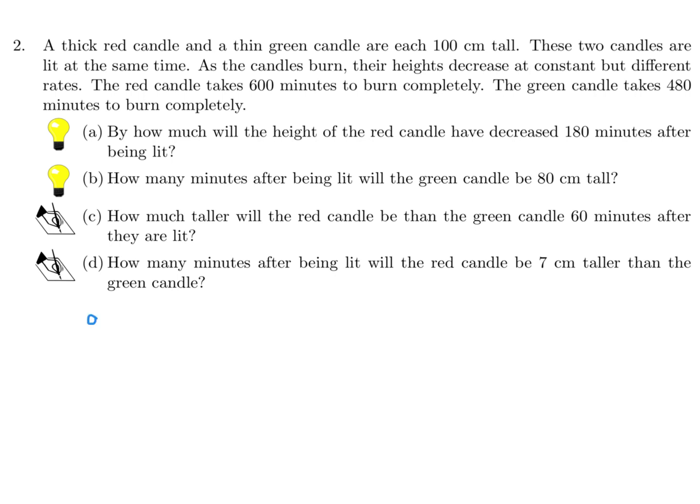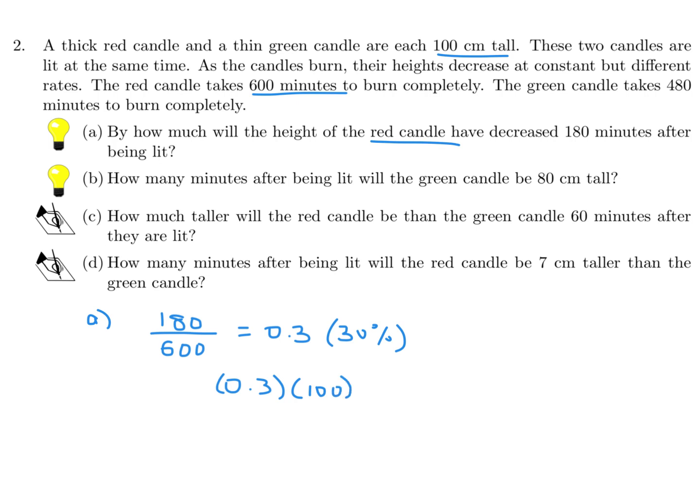Well, for part A, we have 180 minutes, and the total for the red candle is 600 minutes, right? So this is how much in terms of a percentage? That's 30%, 0.3. So that means 30% of the candle will have been burned. The candle is 100 centimeters tall, so by how much will the height decrease? 30% of the total height, which is 30 centimeters. Yeah, that's it.